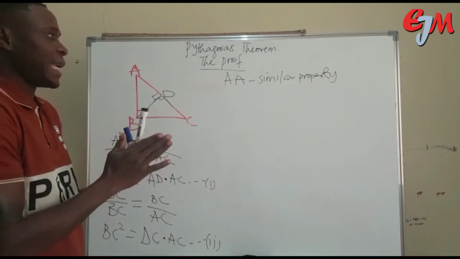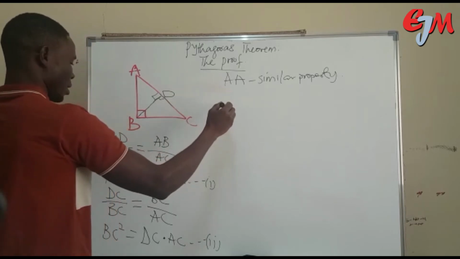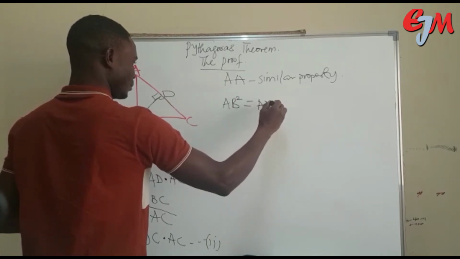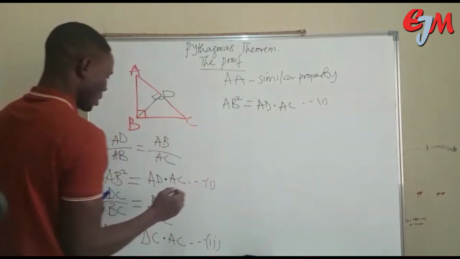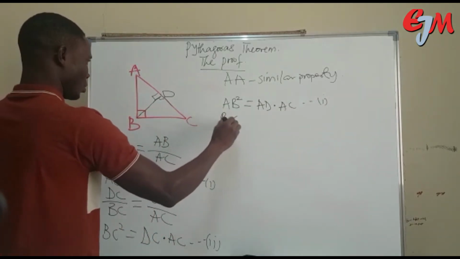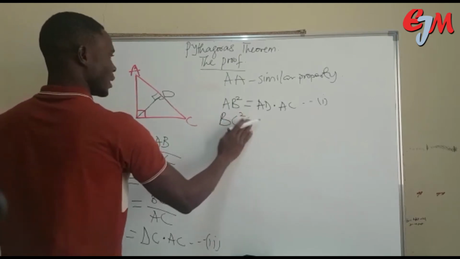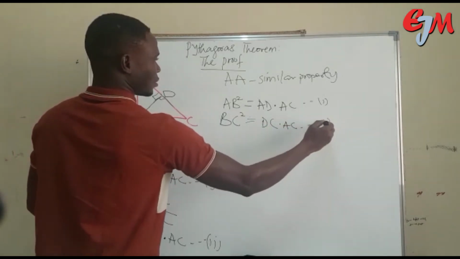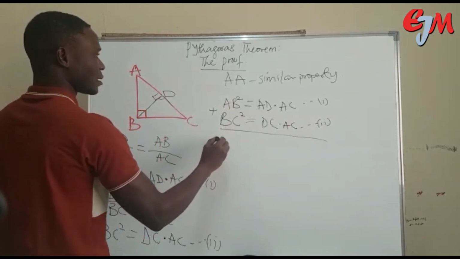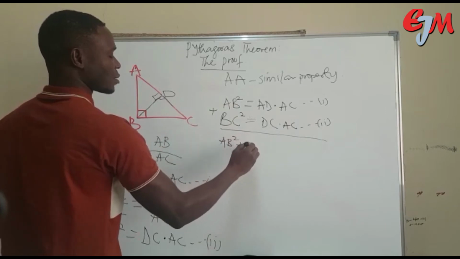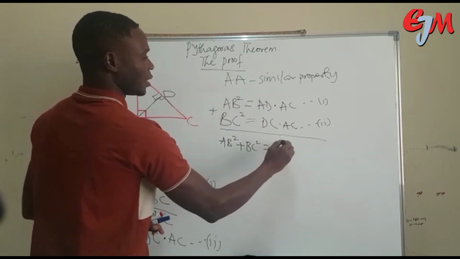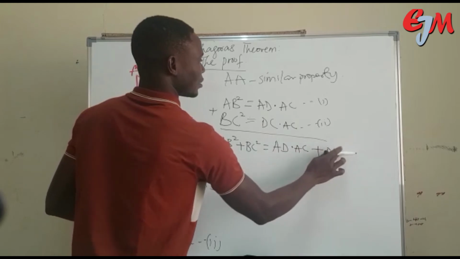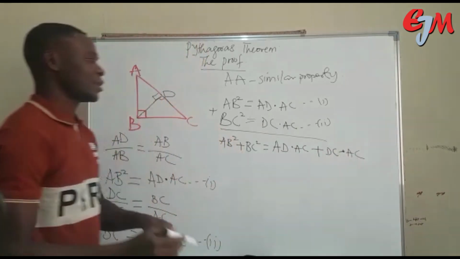Bring them together. That is, add them up. So, this is our equation 1: AB squared equals AD times AC. Then add it to our equation 2: BC squared equals DC times AC. So when you add it up now, we are going to have that AB squared plus BC squared equals AD times AC plus DC times AC. So this is what it's going to give us.